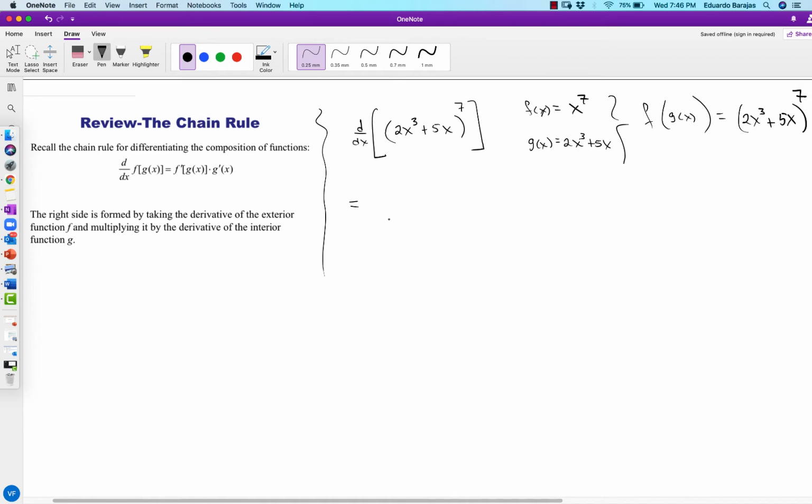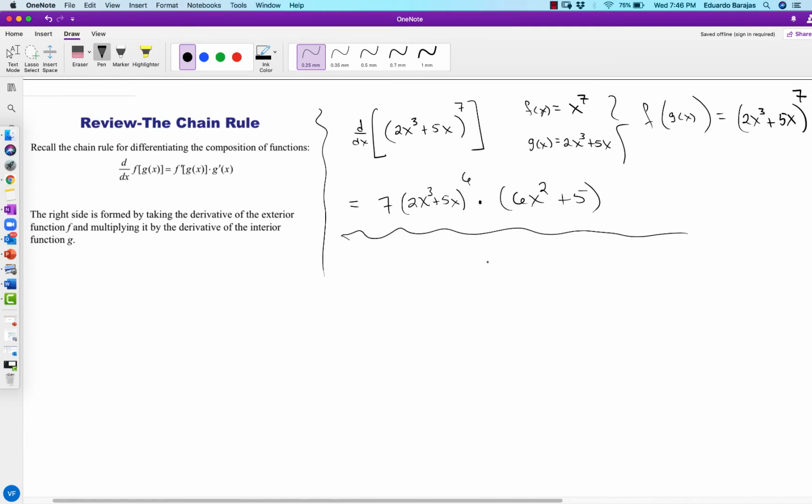So if I want to take the derivative of this composition of functions according to the chain rule, I'm going to take the derivative of the outside function, which is just going to be equal to 7 blank to the power of 6, right? If this was just a single variable like here, it would be 7x to the power of 6, but we do have a more complicated statement, so we just copy that right in here, plus 5x, times, and now we want to take the derivative of the inside part, which would then be 6x to the power of 2 plus 5. Okay, so that would be our derivative.